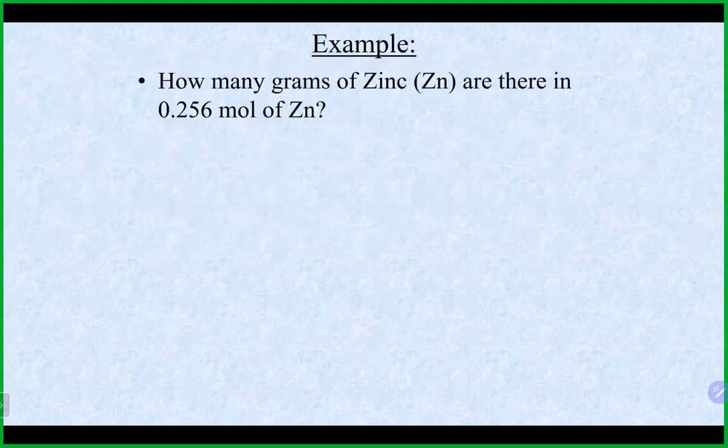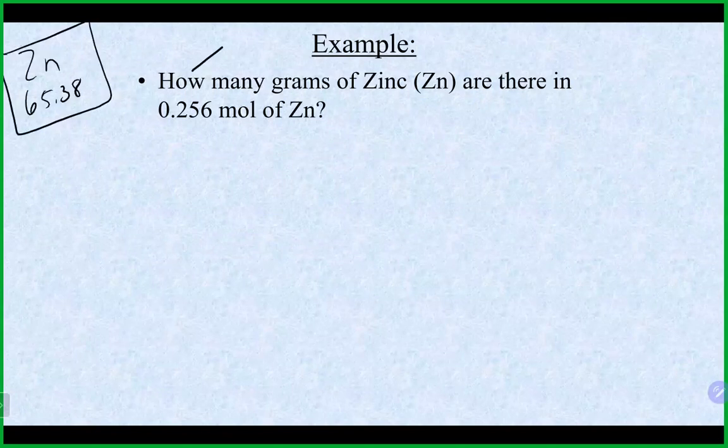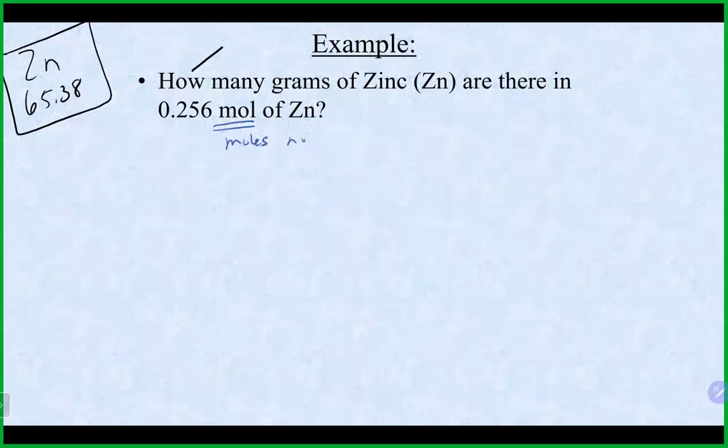We got zinc. How many grams of zinc are there in 0.256 moles of zinc? Let's take a look at this one. First off, do I need Avogadro's number on this one? The answer is no, because remember, this is moles and not molecules. So again, that's a very, very common mistake. People see that MOL and just automatically think molecules.